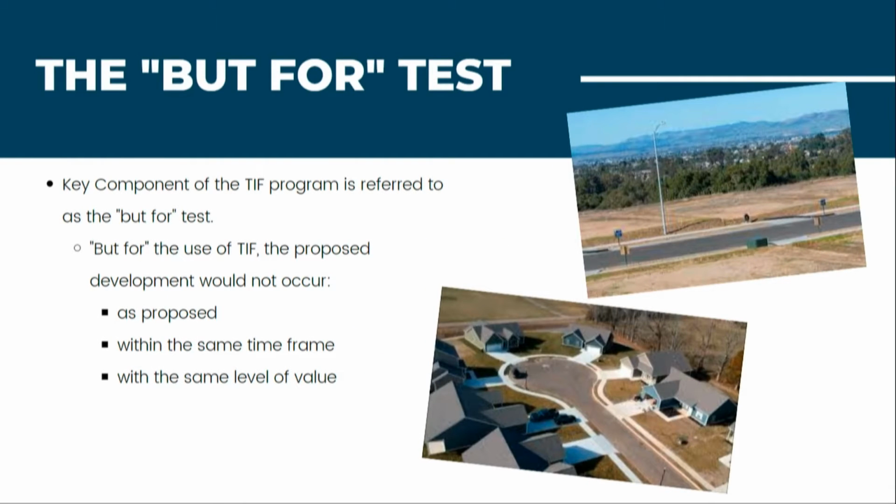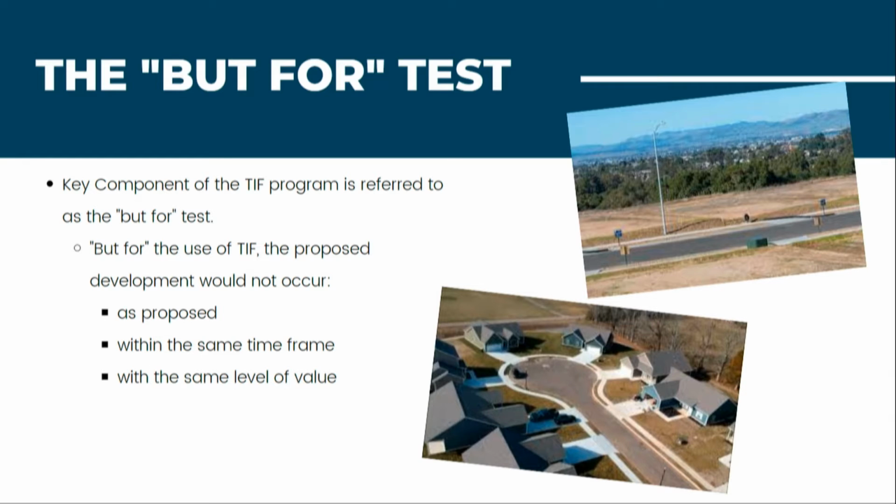So this is an important question, and a question that needs to be answered when you create TIDs. They call it the but-for test. I'm sure many of you have heard of this before, but this is a key component when you're looking at proposing the creation of TIDs. So would this, but for the use of TIF, tax increment financing, would the proposed development occur as proposed within the same time frame and with the same level of value?